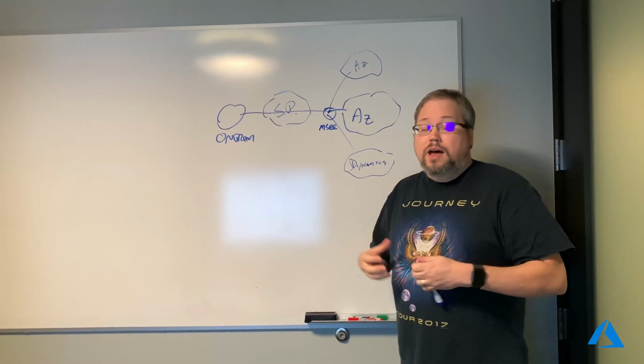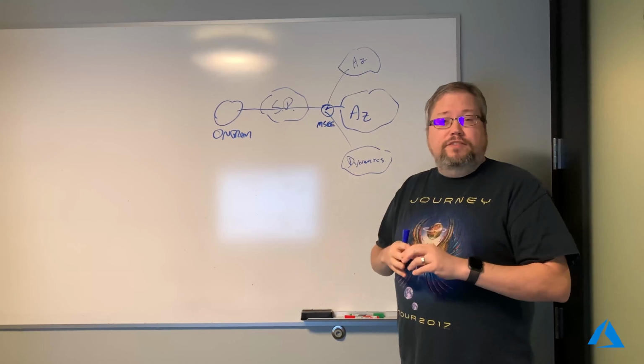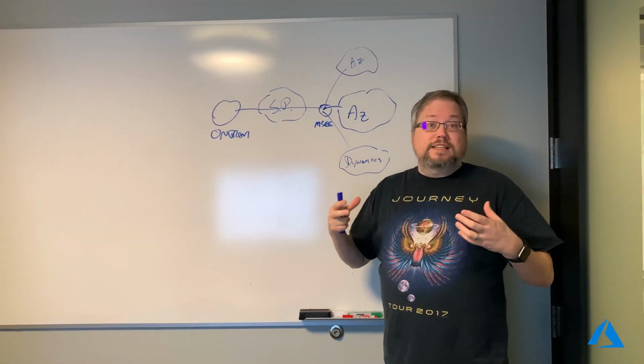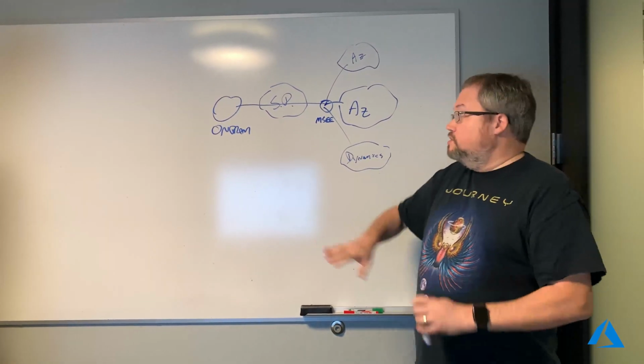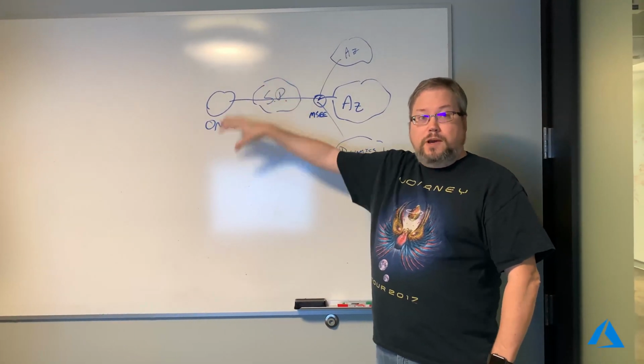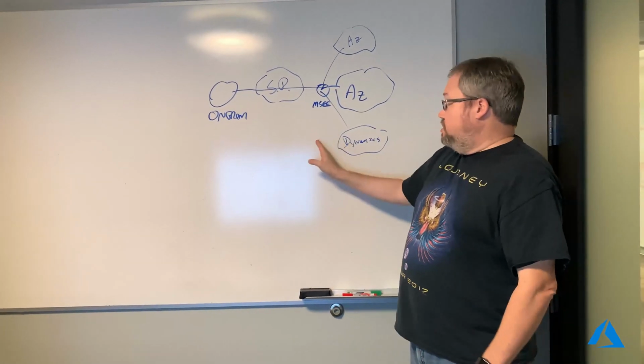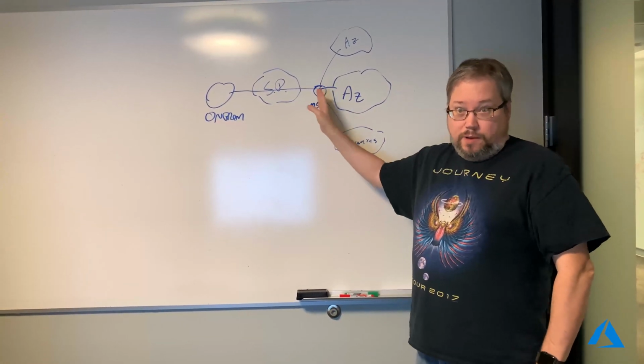For ExpressRoute, we are in around 55 or 56 of our 160 internet edge locations. So these are places that we're connected with service providers that customers who use that service provider can then ride in. I'll talk about ExpressRoute Direct later, where you can actually plug directly into the MSEE as well.